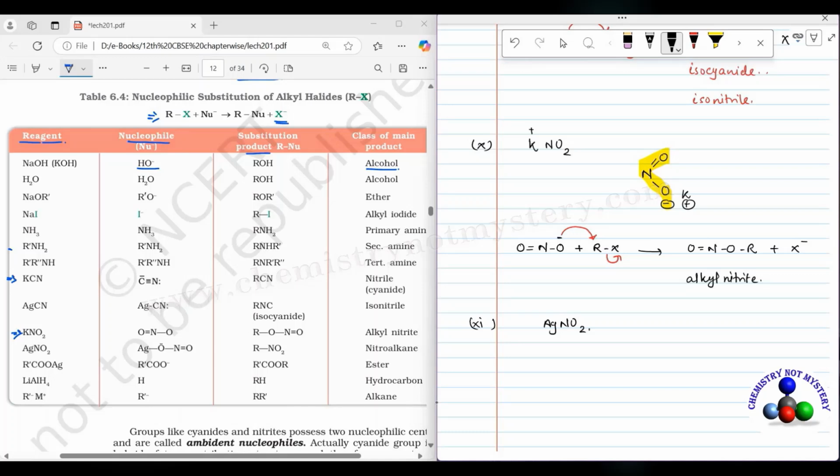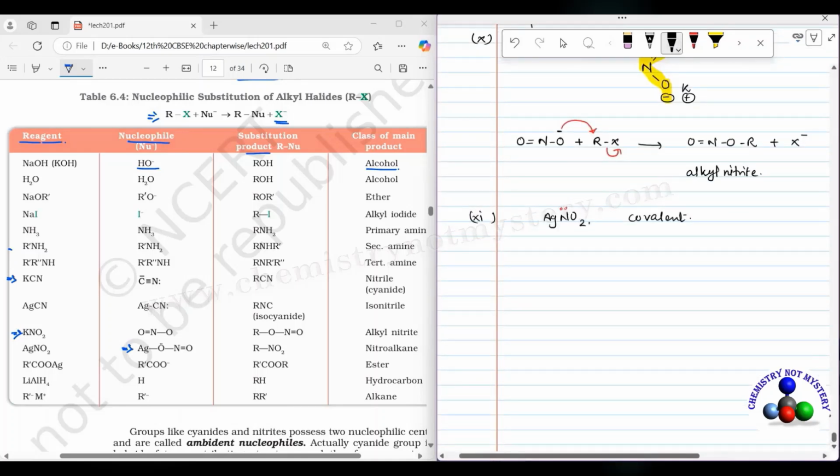Similarly, as we observed in case of AgCN, this AgNO2 is also a covalent compound. When you draw the structure of AgNO2, it is like this: Ag single bond oxygen, single bond nitrogen, and nitrogen is double bonded to oxygen. In case of AgNO2, nitrogen carries a lone pair of electrons and it will act as a donor atom. So it will make a bond with the alkyl group.